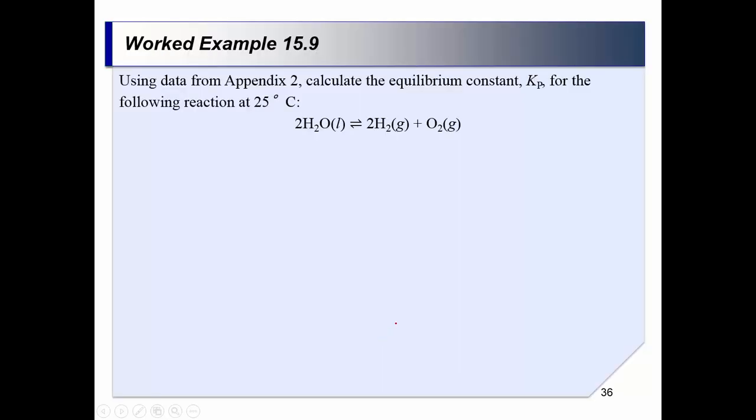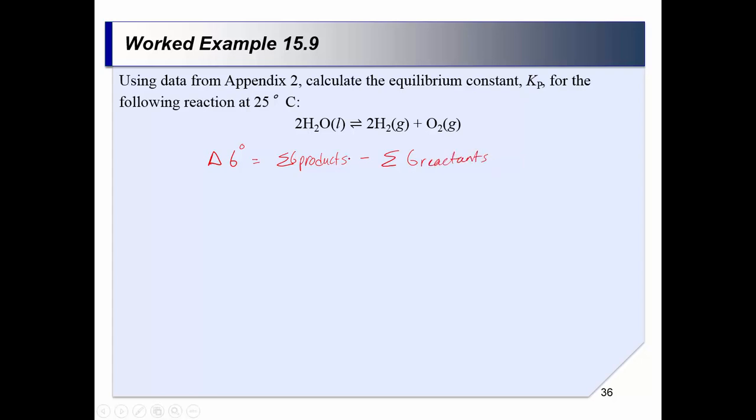So if we use data from Appendix 2 and we calculate the equilibrium constant Kp for this following reaction, well, how are we going to do that? Well, we're going to start by calculating delta G naught. Remember, delta G naught is going to be the sum of the G of the products minus the sum of the G of the reactants.